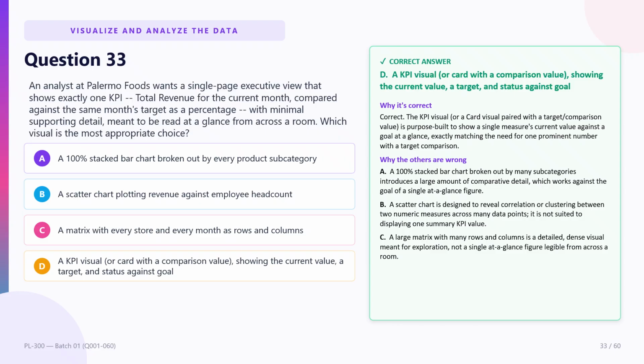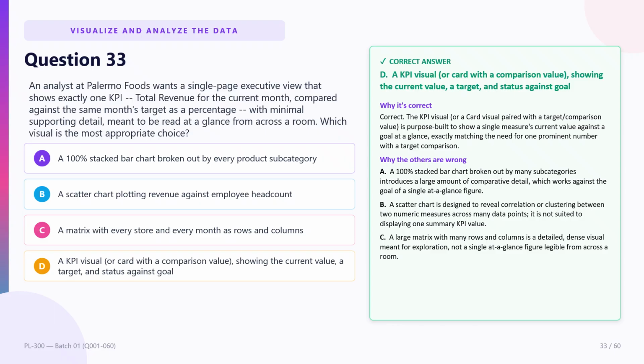The correct answer is D. A KPI visual, or card with a comparison value, showing the current value, a target, and status against goal. Here's why. The KPI visual, or a card visual paired with a target/comparison value, is purpose-built to show a single measure's current value against a goal at a glance, exactly matching the need for one prominent number with a target comparison. Now, why the others are wrong.